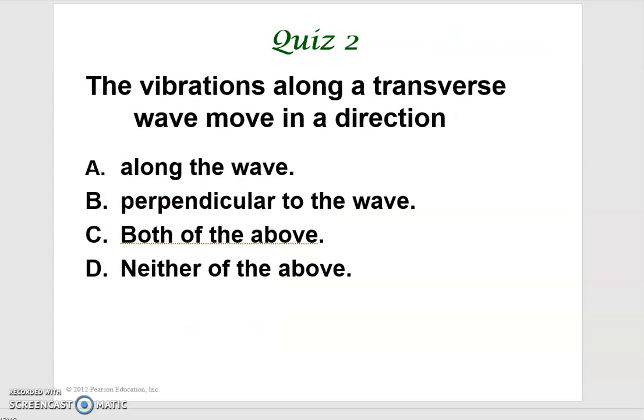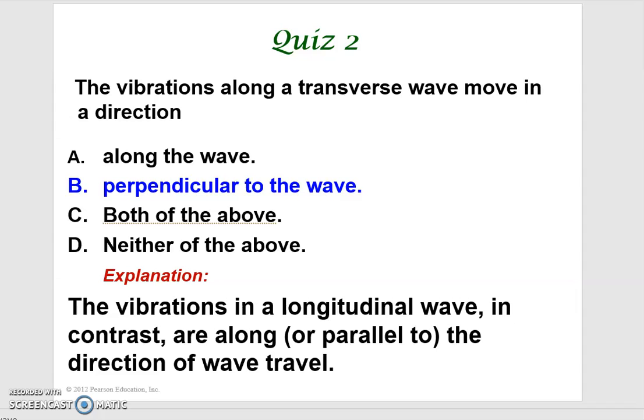So now let's have our second conceptual quiz today. So the vibration along the transverse wave moves in a direction. The answer is B, because now it is a transverse wave, yeah? So the vibration of the medium itself should be perpendicular to the direction of wave propagation. So if I change the question now to the longitudinal one, then the answer should be A, yeah? So you should not try to remember the answer, but try to remember how we define the wave.